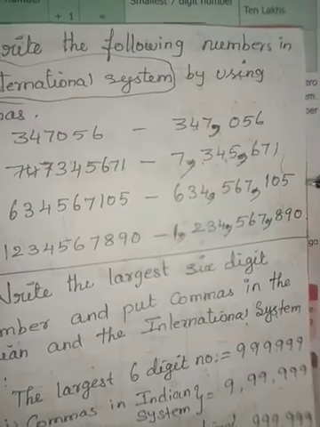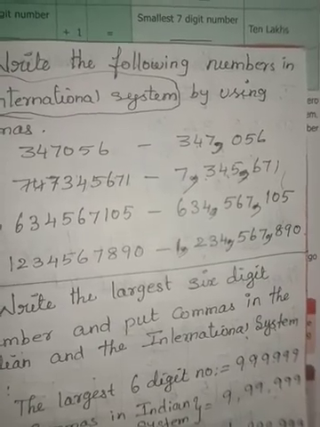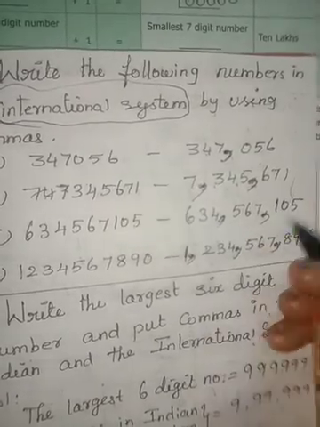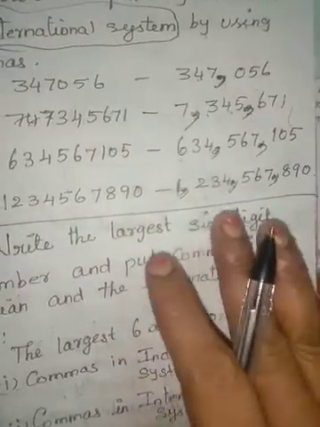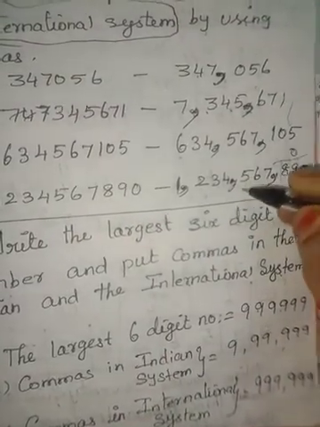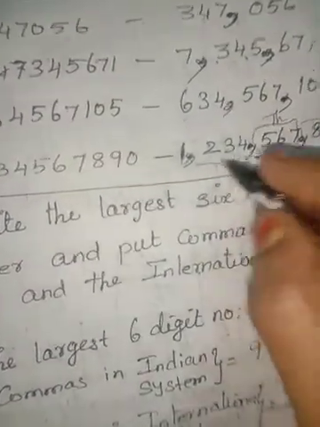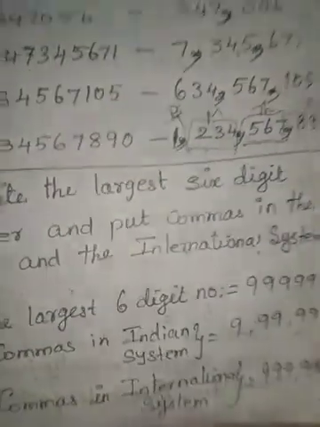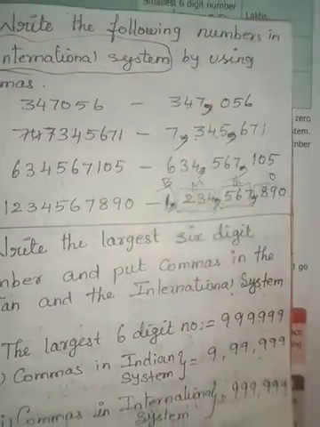So here also, every group has 3 digits, with commas after every 3 digits. The final one also has the same method, we put the comma after the respective groups. What are the groups? The first three numbers from right to left are the ones group, the next three numbers are the thousands group, the next three numbers are the millions group, and the next one is billion. So we put the commas after every three digits, respecting the groups in the international system.